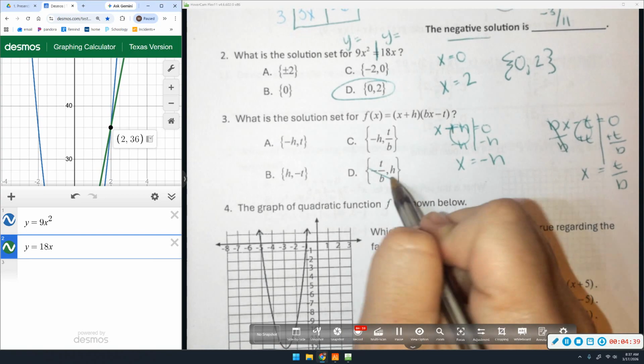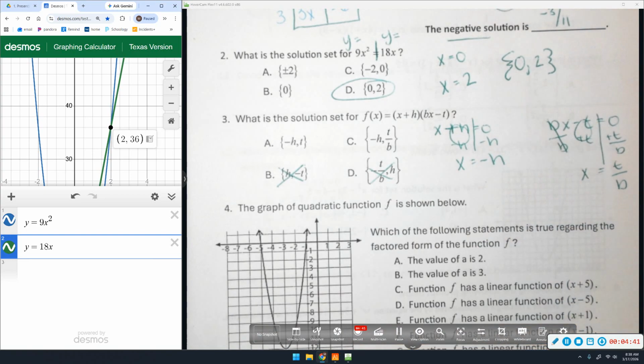Well, this has a positive h, and this has a positive h, so those are not my answers, and this is the one that matches both answers.